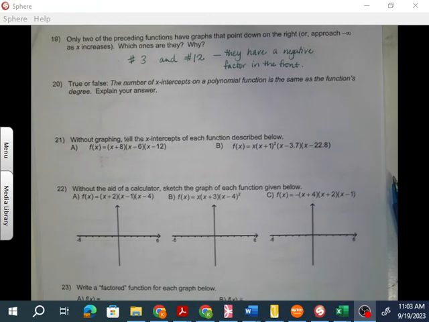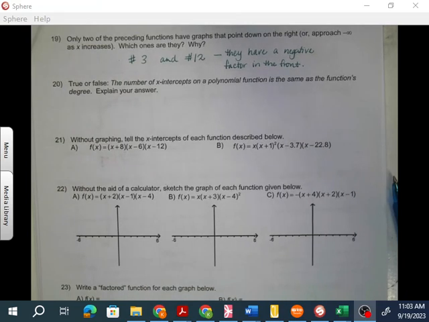All right, number 20. The number of x-intercepts on a polynomial function is the same as the function's degree. True or false? False. Now, it's almost true, isn't it? Like you think it's true, but where is it not true? What numbers of graphs is that not true?